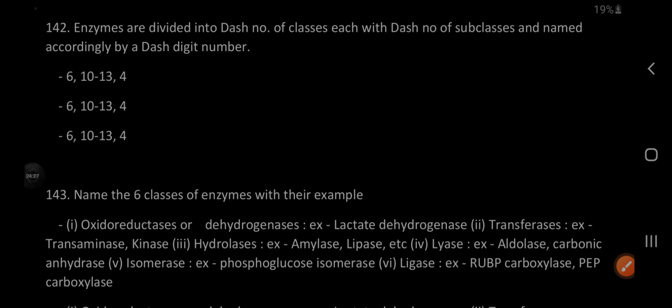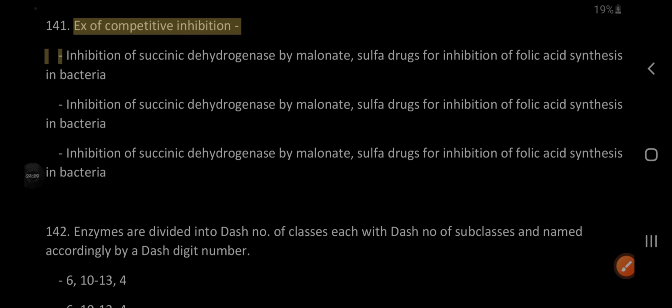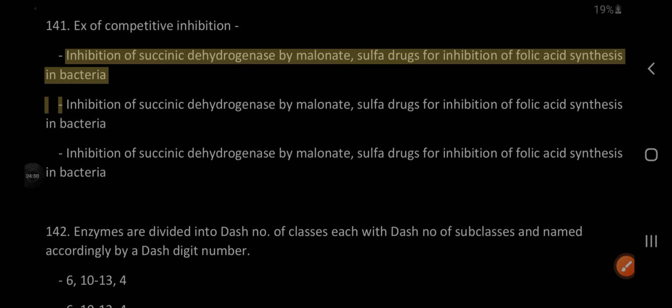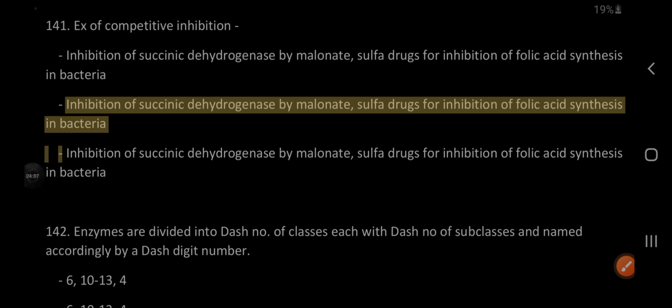141. Examples of competitive inhibition: inhibition of succinic dehydrogenase by malonate, sulfa drugs for inhibition of folic acid synthesis in bacteria.